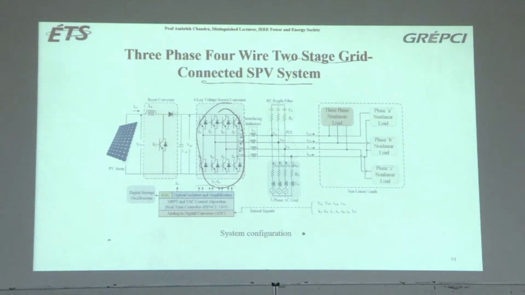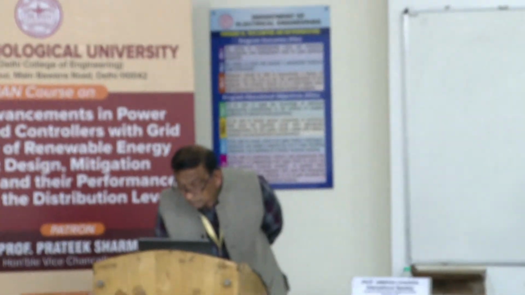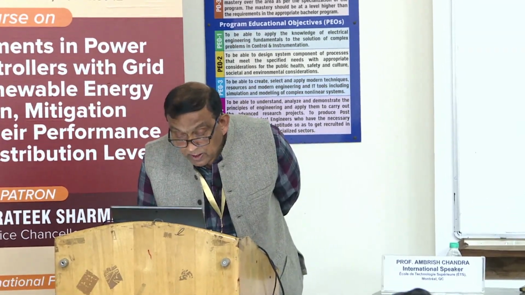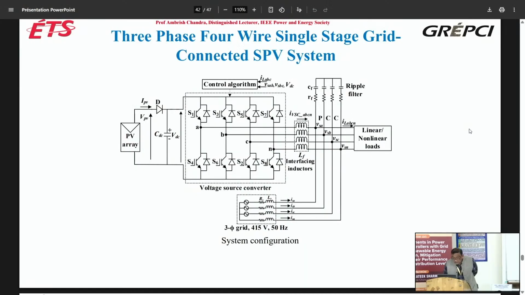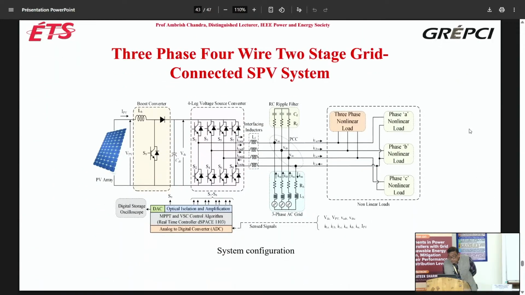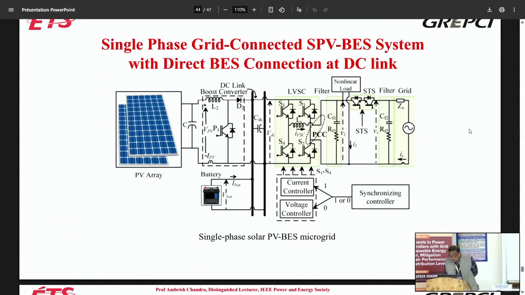So 4 wire, okay, for neutral also. So this is the non-linear load. Here you have a grid and this is the neutral wire. So this is the extra you have, and here you have a DC-DC boost converter to keep the DC link voltage constant. Single phase grid connected SPV based. Okay, so here you add the battery also.